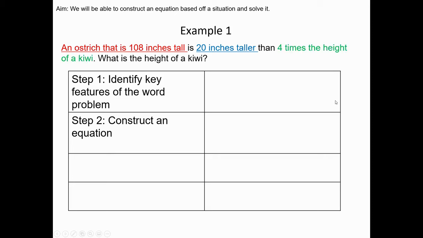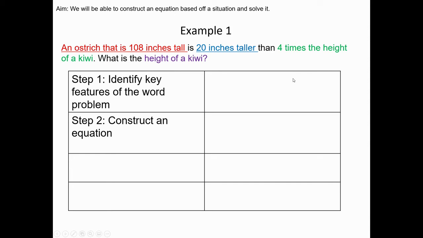So we have these three different parts right here. And honestly, a lot of people stop right here. But here's the problem. When you're looking at these and you're focusing on the numbers, you actually aren't focusing on the most important part of the problem. And that is, what is this even asking us? What's it asking us to do? Our goal is to find the height of a kiwi. That right there is the most important part, turned purple.